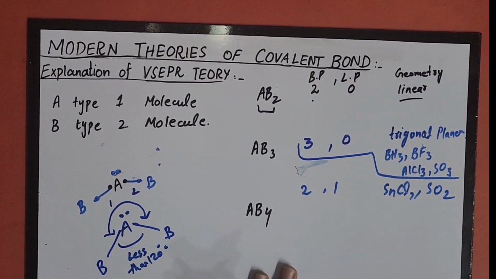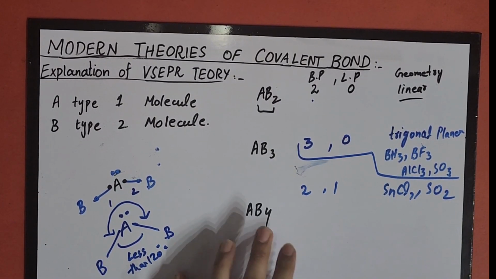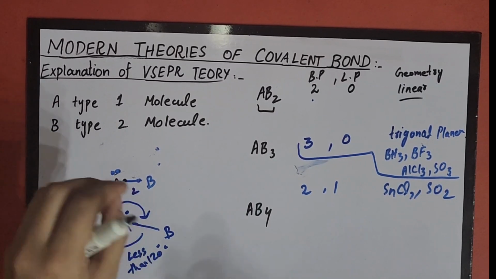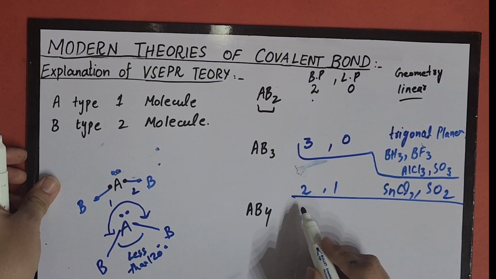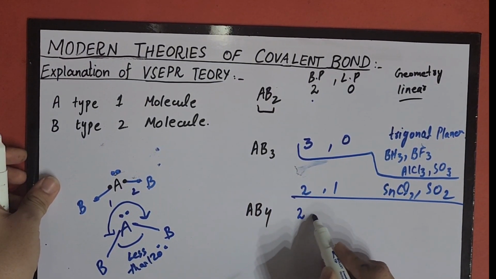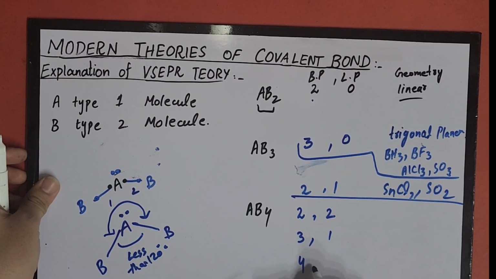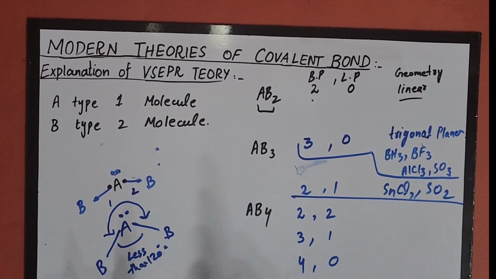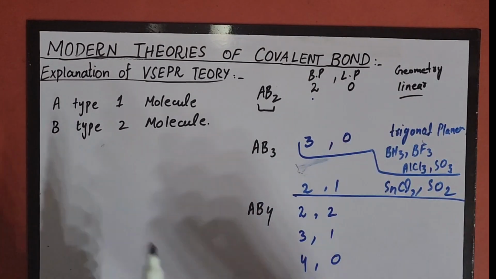If we move towards the AB4 type, I mean one A molecule and four B molecules, there could be three types of category. The first category is two bond pairs and two lone pairs, then three bond pairs and one lone pair, then four bond pairs and zero lone pair. So there are three types of categories. Let me describe all of this step by step.